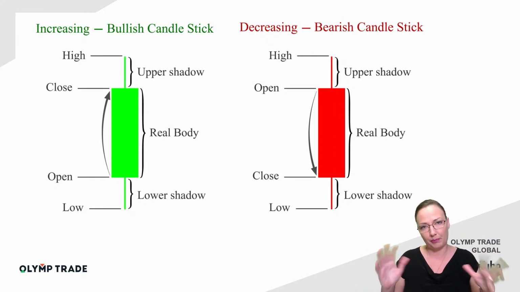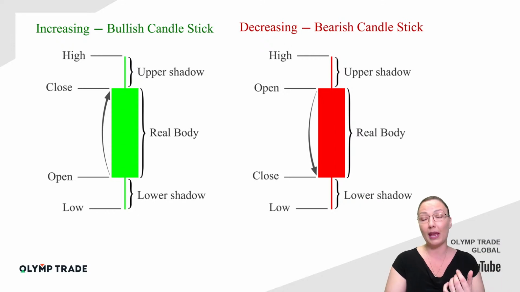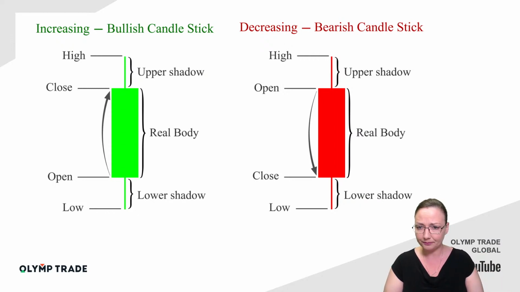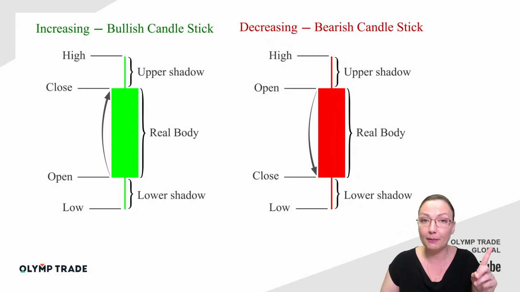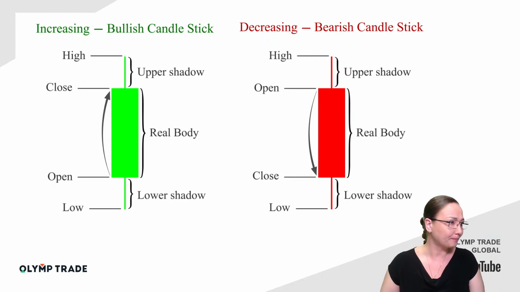You do have to pay attention because on some different platforms, and even on the Olymp Trade platform, you can switch to different colors. But this is just the main scenario. With a bearish candle, if it's red, that means the price decreased. The only thing you have to remember is that the opening price is going to be at the top of the body, and the closing price is going to be at the bottom of the body.